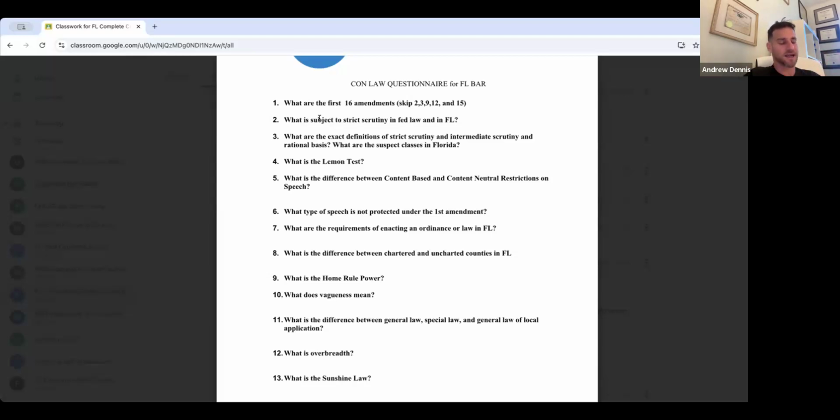The 10th Amendment is state sovereignty. States have police power and they operate as a state government. They can't be commandeered. And then the 11th Amendment is sovereign immunity.